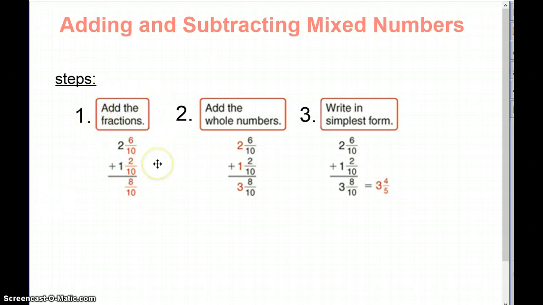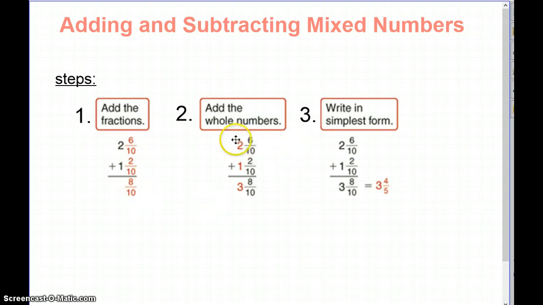So once you've aligned your problem, step 1 says right here is to add the fractions. So just like we do with normal addition, you're going to start on the right. So here on the right, we see our fractions. We see 6/10 and 2/10. And again, we need to look at that denominator. In order to add them, they must have the same denominator. And in this case, they do. Okay, so the denominator 10 stays the same. We can go ahead and add the numbers on top. We can add the numerators. 6 plus 2 is 8. So step 1 is done. We've added the fraction side, which is 8/10.